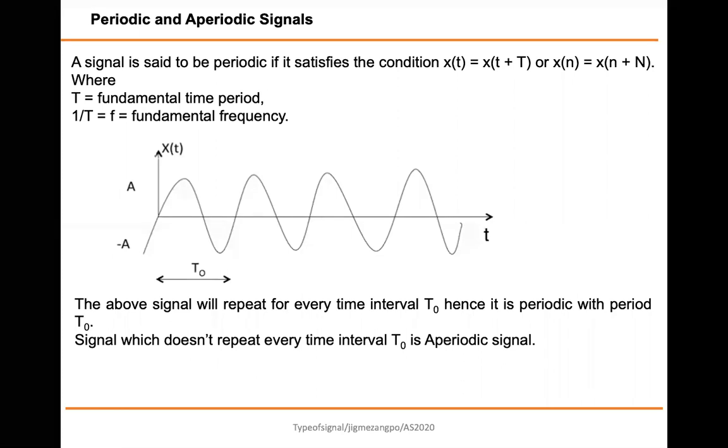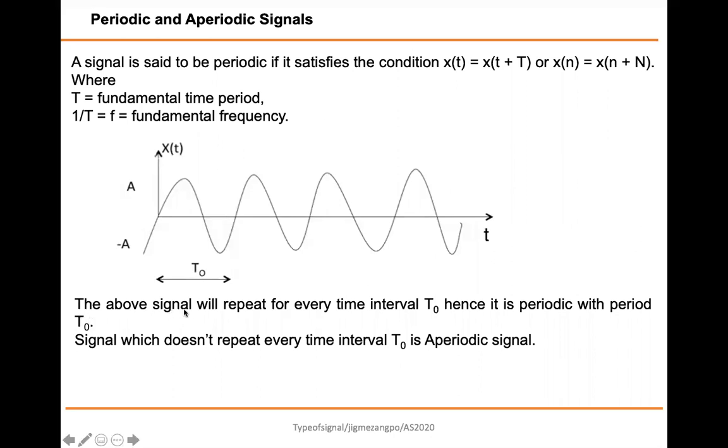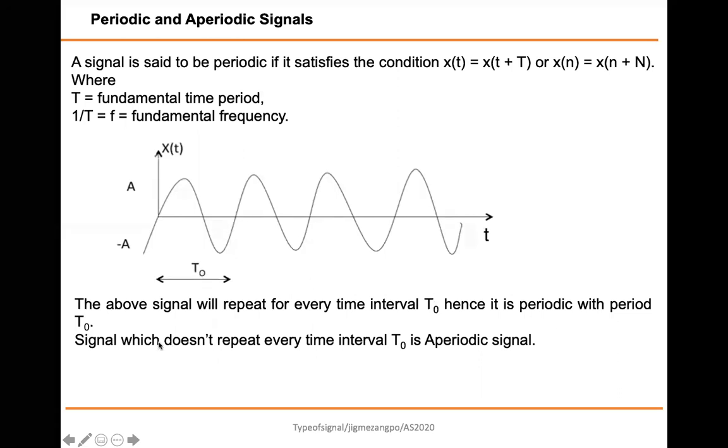T naught, you have already studied most of this in signals and systems. The above signal will repeat for every time interval T naught. This signal will repeat after every time interval T naught. Hence, it is periodic with period T naught. A signal which does not repeat every time interval T naught is an aperiodic signal.